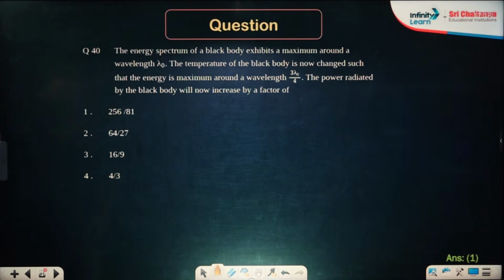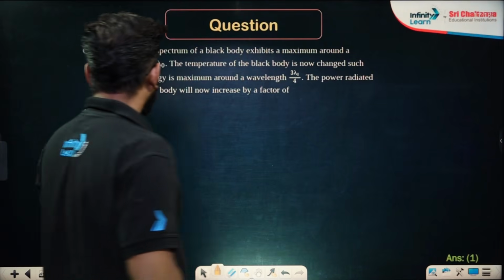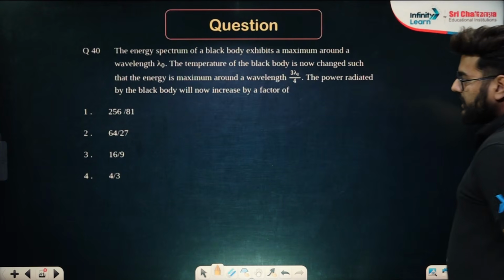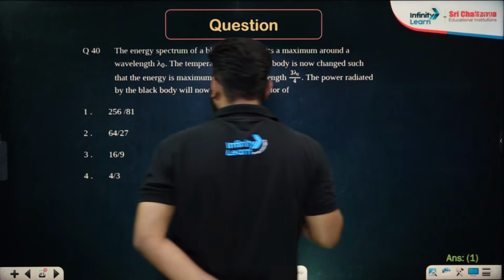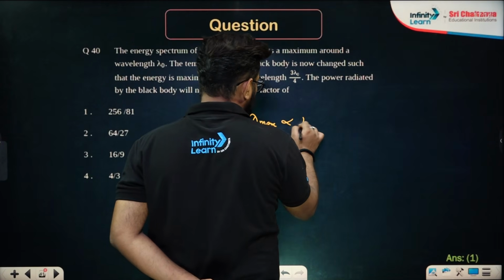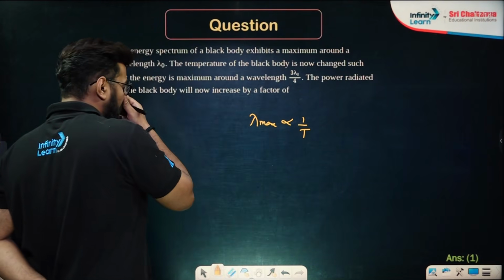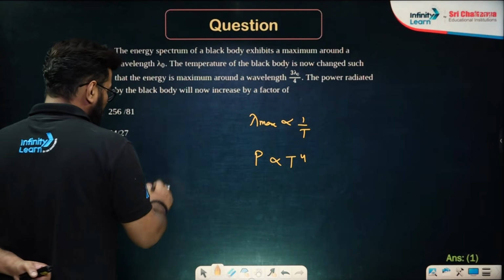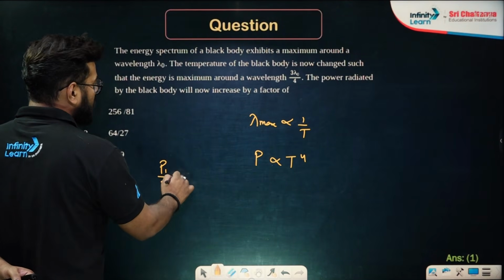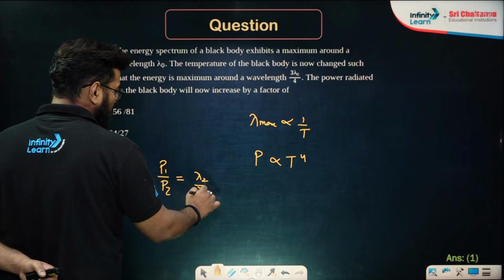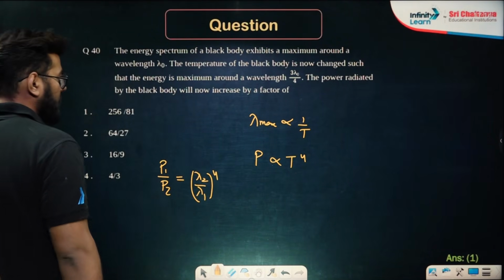Okay. Energy spectrum of a black body exhibits a maximum around a wavelength lambda naught. The temperature of the black body is now changed such that the maximum is now around wavelength 3 lambda by 4. The power radiated is, see, the maximum lambda is inversely related to temperature, correct? And the power over here is directly related to temperature raised to the power 4. So P1 is to P2 will actually be equal to lambda 2 is to lambda 1 whole raised to the power 4, correct?